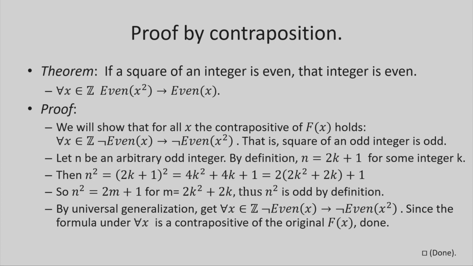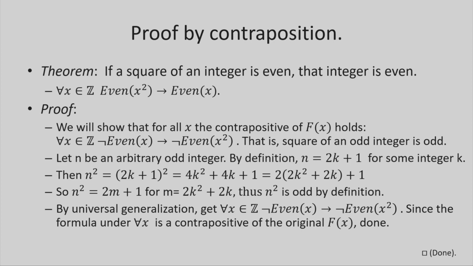But the way we will show it is that if the number is not even, then its square is not even. And here we will rely on not even being odd, and we will prove that the square of an odd integer is odd. You see how it's much easier to talk about taking an odd integer and squaring it rather than taking a square root of a number and hoping that it is an integer. So let's do the proof.